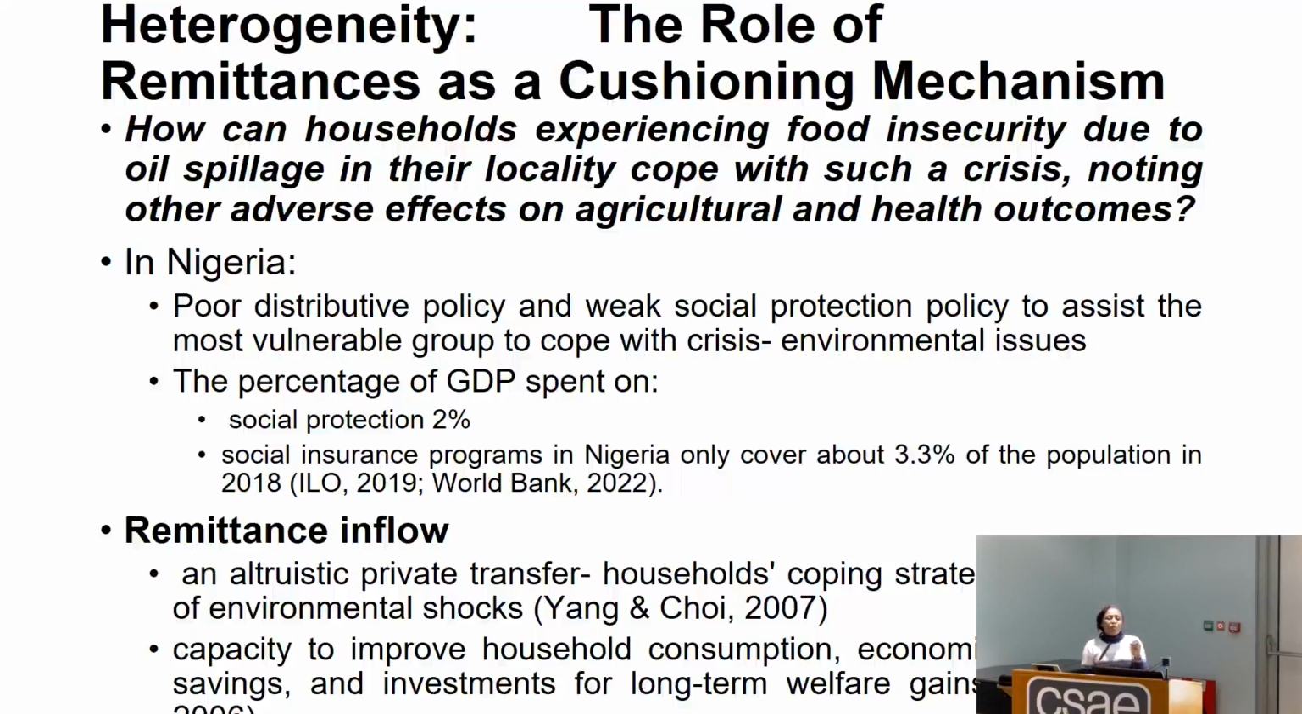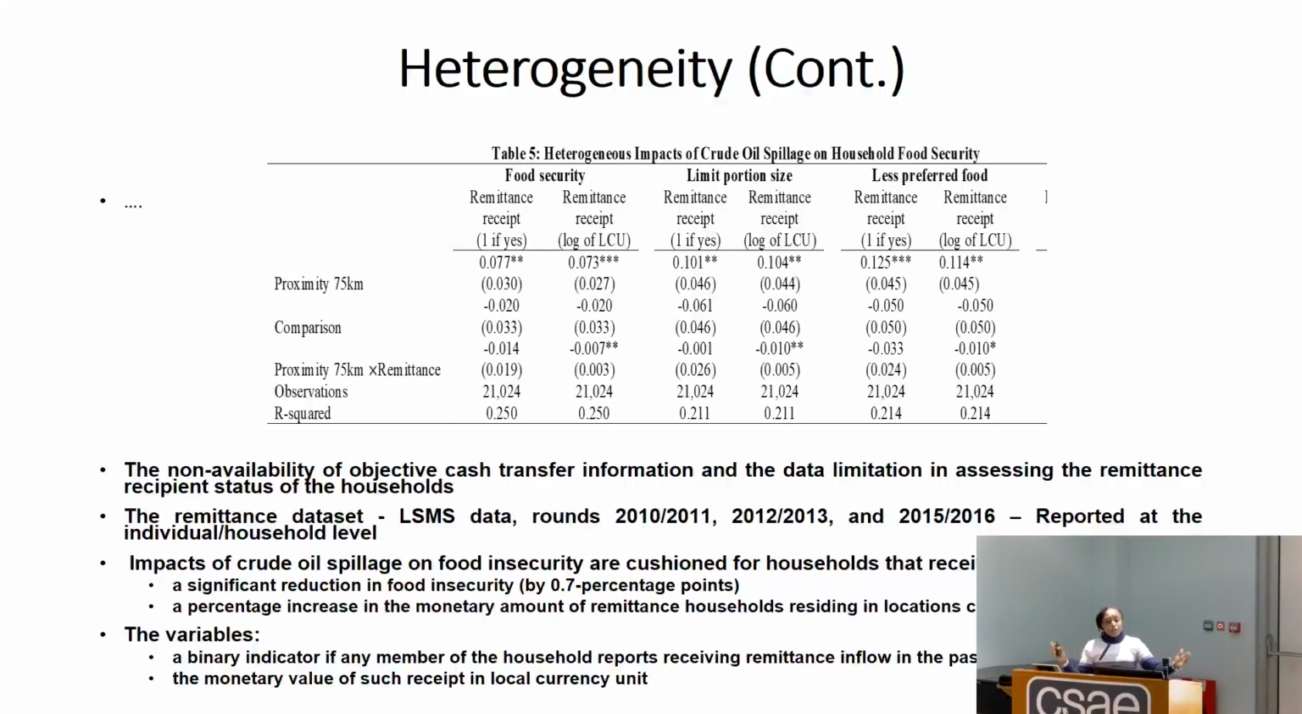We expect that those who have some additional income or cash will be able to mitigate the effects of crude oil spillages. By breaking the data into two, we had evidence that those who had some extra cash through remittances had a reduction in the effect of crude oil spillages. That is indicative of being able to find some way to adapt and cope in terms of their food consumption and security.